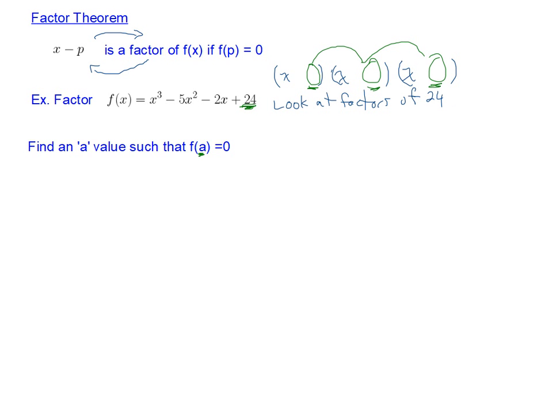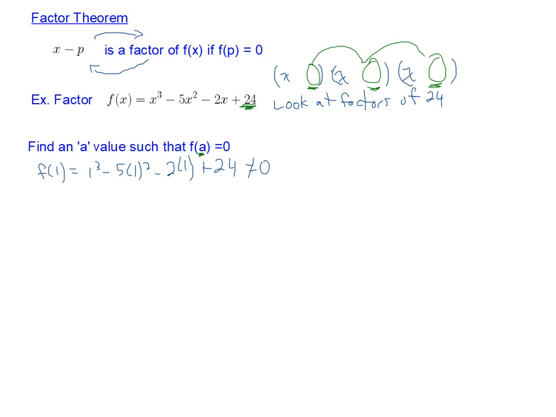So let's start with 1. Let's try f at 1. So f at 1, remember, according to the remainder theorem, will give us the remainder when we divide this polynomial by x minus 1. Well, let's try it. 1 cubed minus 5 times 1 squared minus 2 times 1 plus 24. So we're going to have 24 take away 2 will be 22. 22 take away 5 plus 1 more. Doesn't matter what it is. It's clearly not equal to 0. We haven't found our factor yet.